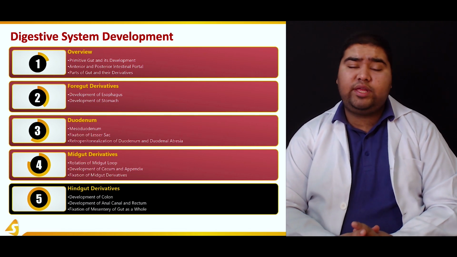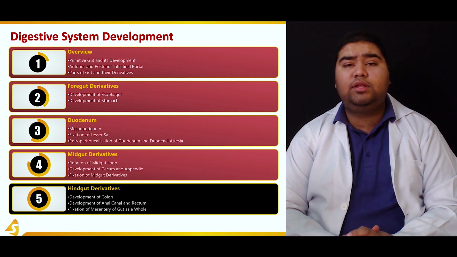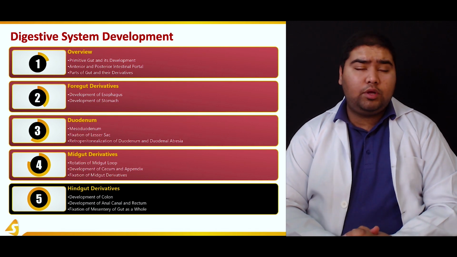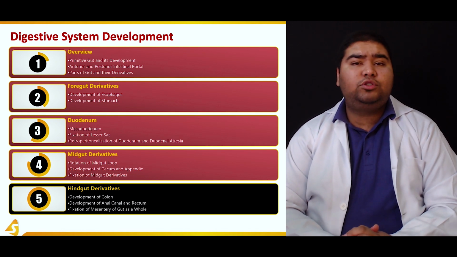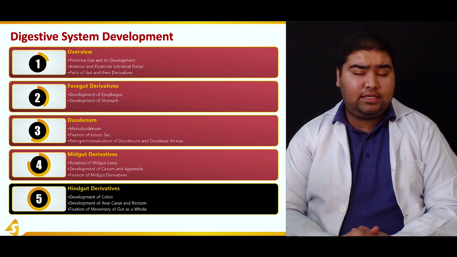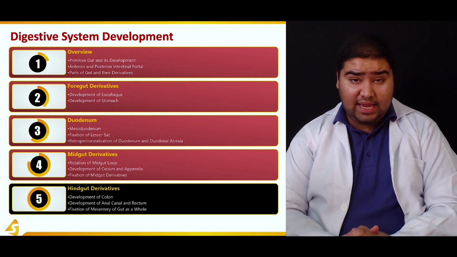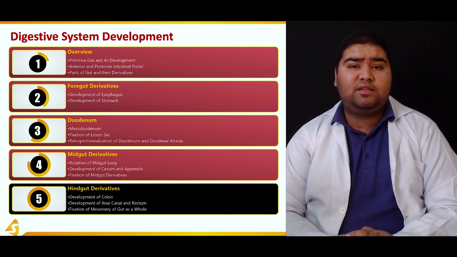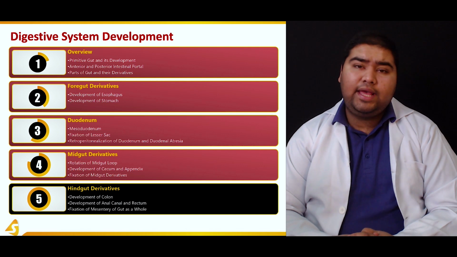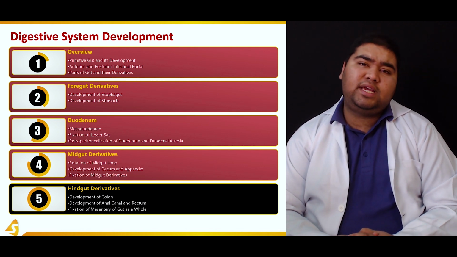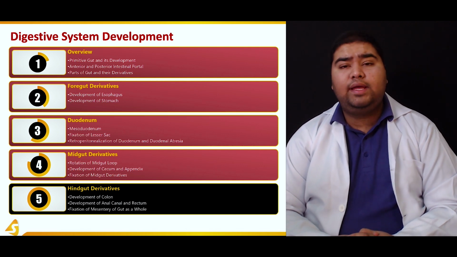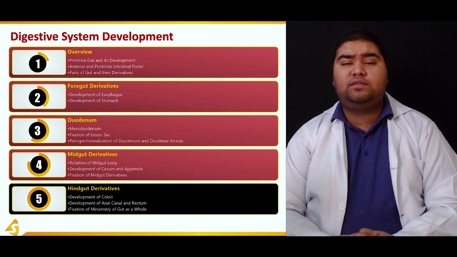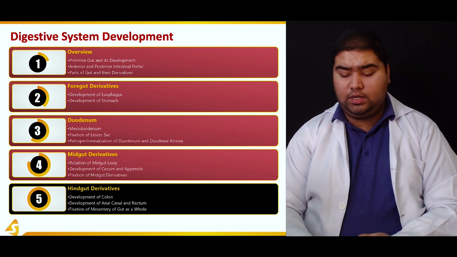We'll see what are the various components of the hindgut, how their mesentery is formed. We'll talk about the terminal portion of the hindgut, that is the rectum and the anal canal. We'll see how different components of the digestive system contribute to the formation of the anal canal, and finally we'll see the fixation of mesentery and the formation of adult form of mesentery that is found in the adult human.